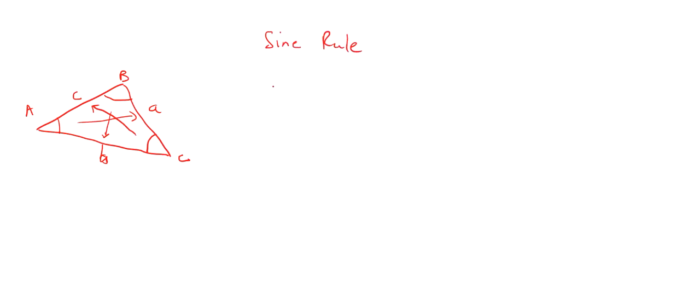Now this is what the sine rule says. It says that a over sine A is equal to b over sine B, which is equal to small c over big sine C.